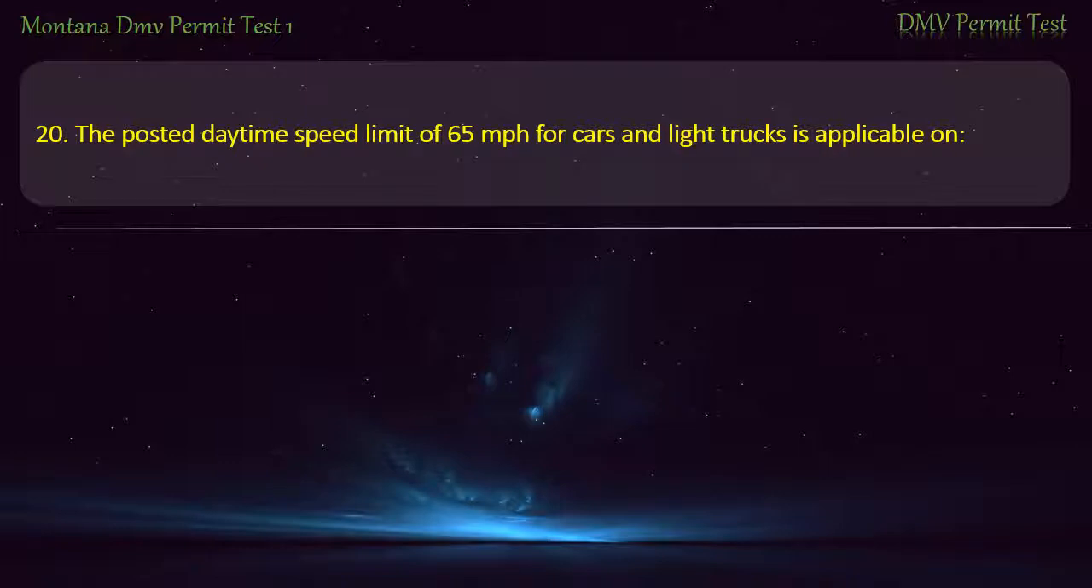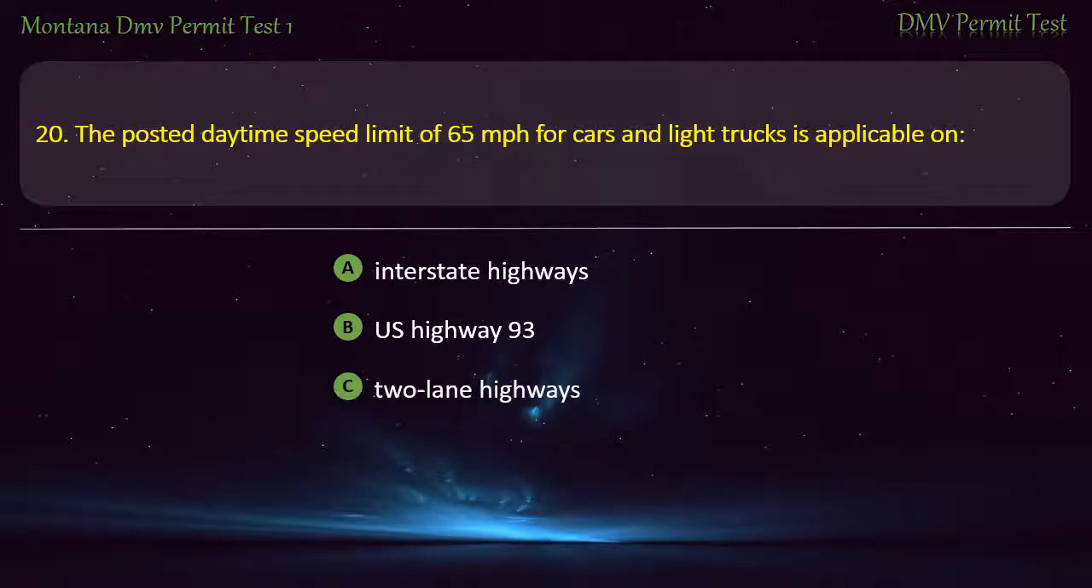Question 20. The posted daytime speed limit of 65 miles per hour for cars and light trucks is applicable on interstate highways. U.S. Highway 93. Two-lane highways. Rural districts. Answer. U.S. Highway 93.